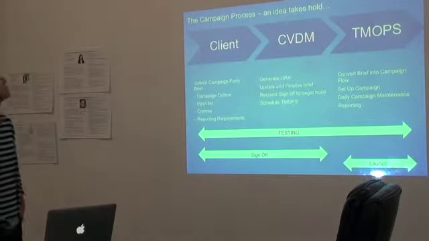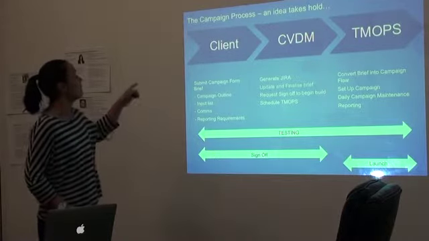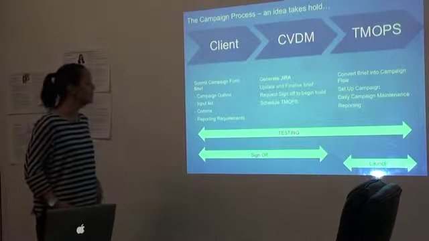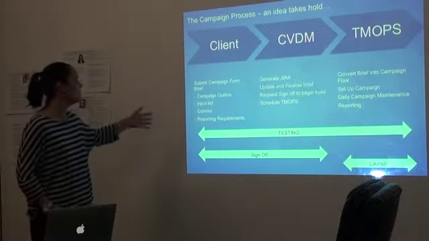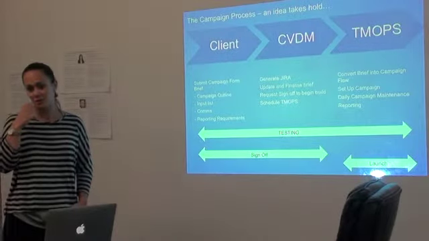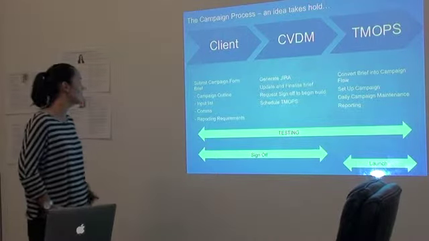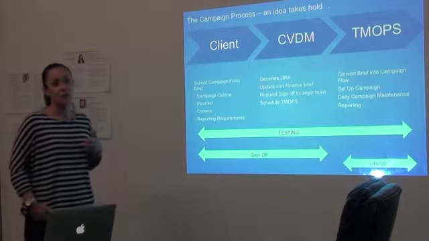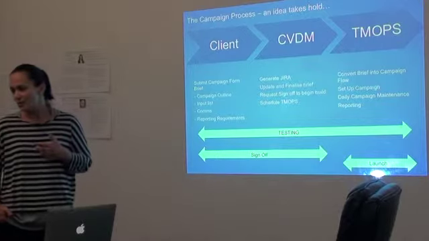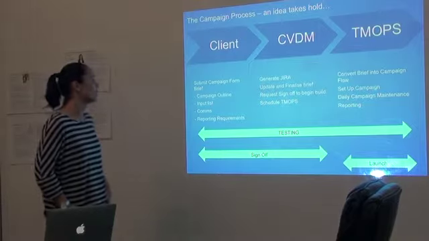Essentially the campaign process is when an idea takes hold with Optus. The client comes up with a campaign brief. They provide that brief to the CBDM, and in it there's an outline, an input list, hopefully. Sometimes the input list comes later. That's the actual instance that we use to send the comms out to the customers, along with the comms, whether that's a copy or just an activation message or some sort of SMS that we send out, and then any reporting requirements.